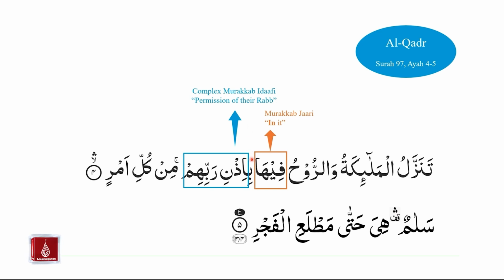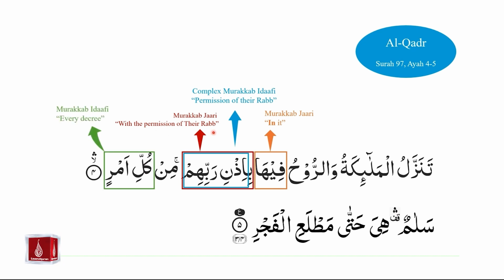Let us pay attention to ba harf jar here. The addition of ba harf jar here will make bi izni rabbihim a murakkab jari. We have ba harf jar and it is followed by an ism that is majroor. Taken together, bi izni rabbihim is translated to with the permission of their Rabb.